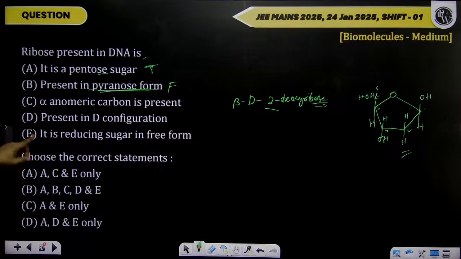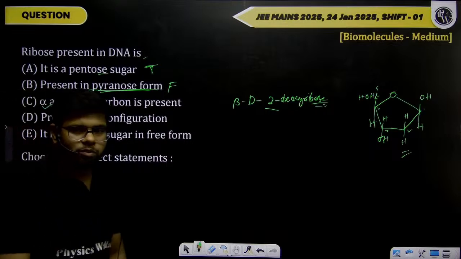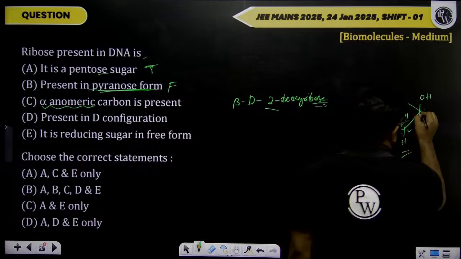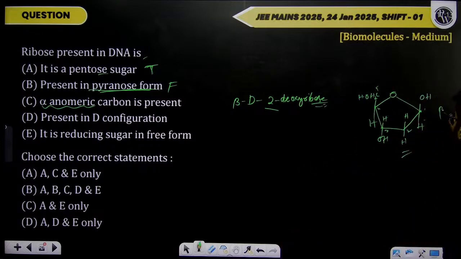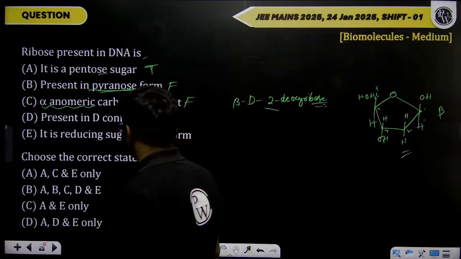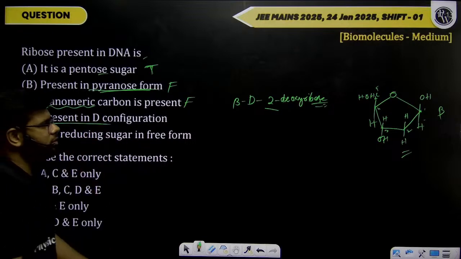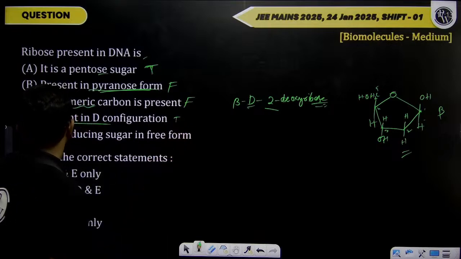Okay. Now what they have given? Alpha anomeric carbon is present. Now we know this is beta D glucose. That means at this position, the anomeric carbon will have beta configuration, not the alpha. That means this is also false. Okay. Now what they have given, present in D configuration, already we have written this is D configuration. That means this is also true, correct?